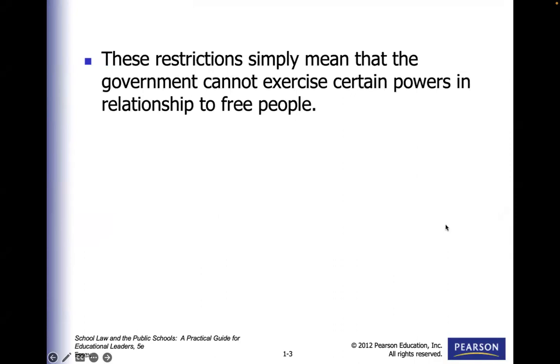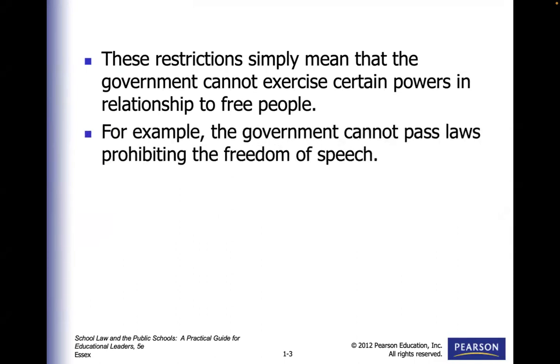So these restrictions simply mean that the government cannot exercise certain powers in relationship to free people. So, for example, the government cannot pass laws prohibiting the freedom of speech. So keep in mind, the Bill of Rights only limits the federal government's power, not the state government, which we're going to be talking about a little bit later.